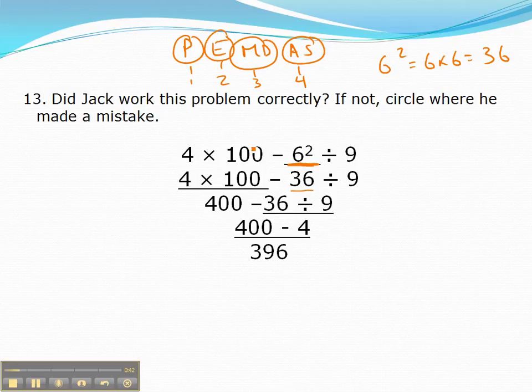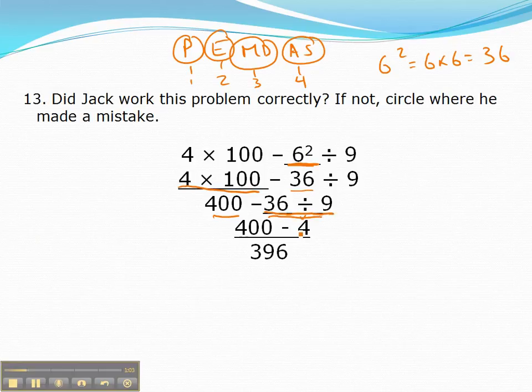So far so good. Now he's on to step 3, multiplication and division. He should look for the first multiplication or division he sees as he looks left to right, and that's what he did. 4 times 100 is 400. That's correct. And then he rewrote the rest, minus 36 divided by 9. He's still on step 3, so he should do this division before the subtraction, and he did.